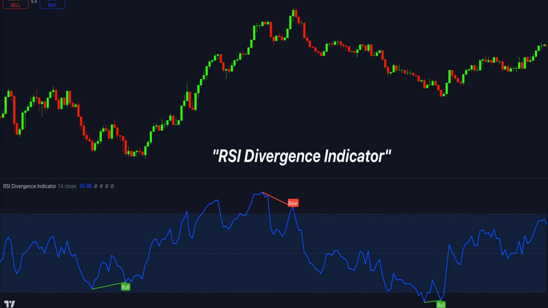In the TradingView indicator library, type in RSI divergence indicator and apply it to your chart. It's simply a regular RSI with the divergences labeled for you. It connects a line from the two peaks of the RSI and labels what type of divergence it is. Here we see a high on the RSI, and then a lower high on the RSI while price continued upward. This is marked as a bearish divergence.